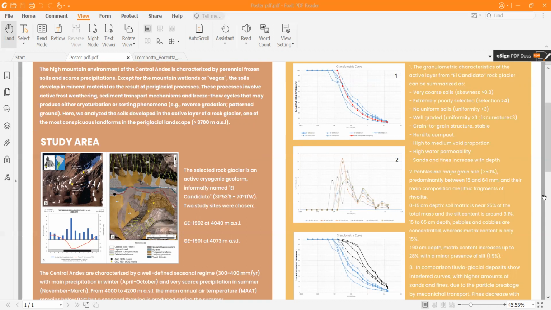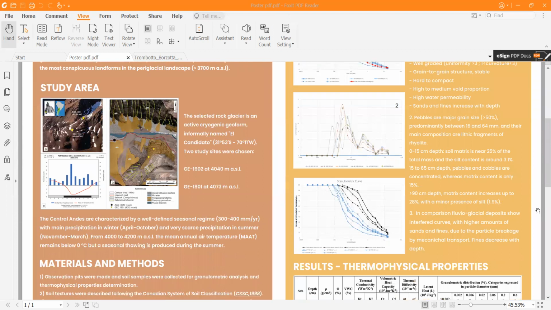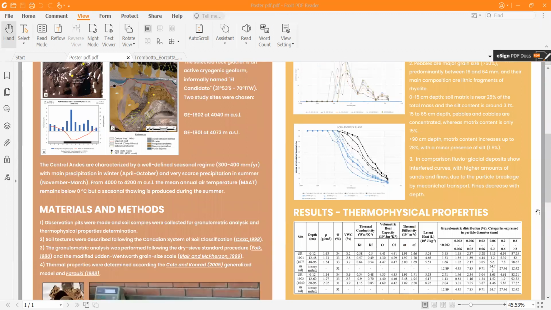We performed granulometric analysis, and the idea was to determine the thermal, physical, and chemical properties in the active layer. As a result, in the sedimentology, pebbles are the major grain size, more than 50%, predominantly between 16 and 64 millimeters in diameter, and their main compositional lithic fragment of the regional lithology is rhyolite.